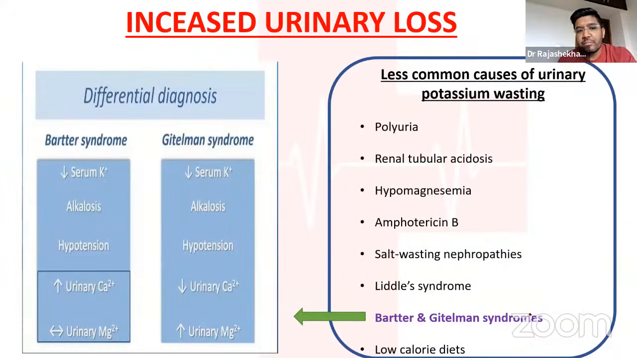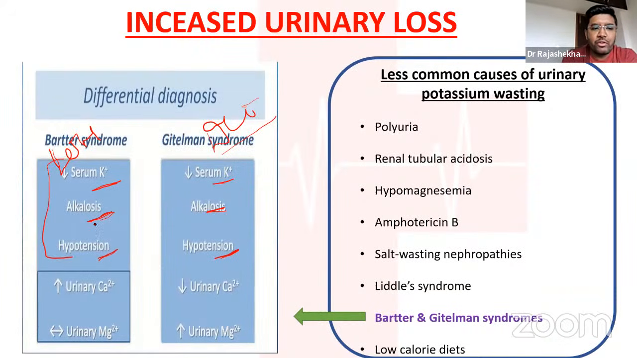Next, Bartter and Gitelman's. We know that in Bartter there is a defect in the loop of Henle, and in Gitelman's it is in the distal convoluted tubule. So there is hypokalemia in both conditions, alkalosis in both conditions, and hypotension in both because of loss of sodium in the urine also. Till this point, they are similar in causing hypokalemic metabolic alkalosis.